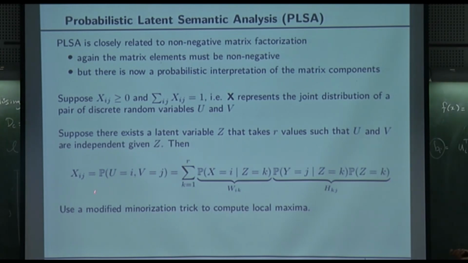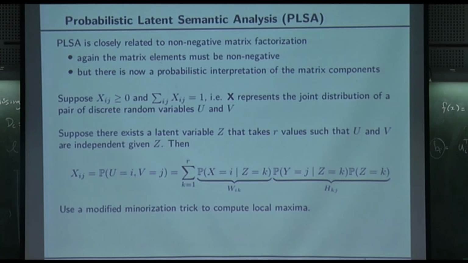So what's happening over here? X_ij is the joint probability of U equals i and V equals j. Because I've renormalized everything, as long as X is greater than or equal to 0, all I have done is take the sum of all of the x's and divide by the sum. So therefore the sum of the x_ij's now equals 1. So now I'm interpreting that X_ij is actually the joint probability distribution of U equals i and V equals j. Suppose there exists some random variable Z which takes r different values. If I know the value of Z, then U and V are conditionally independent. When Z is equal to k, I have a probability distribution V equals j given Z equals k.